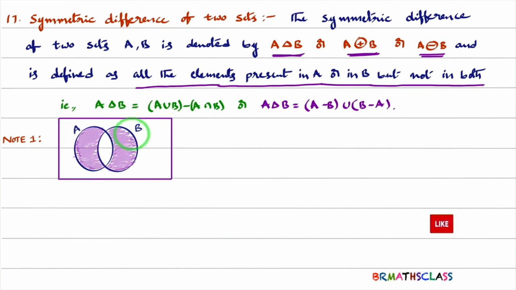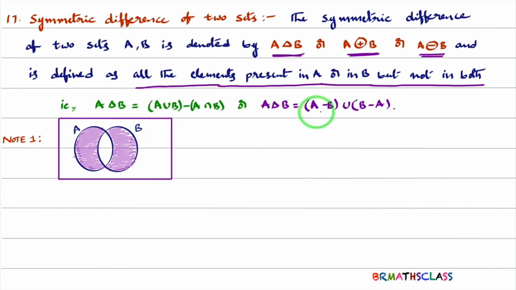Please try to understand. A delta B is nothing but A union B minus A intersection B. All the elements present in A union B but not in A intersection B. That means all the elements present in A or in B but not in both. Whatever the shaded part is here, this part plus this part, this is the symmetric difference between two sets. Here, the symmetric difference between two sets is defined like this also.